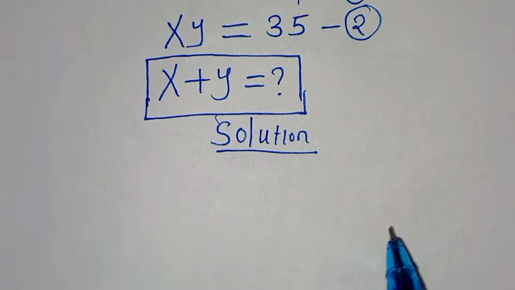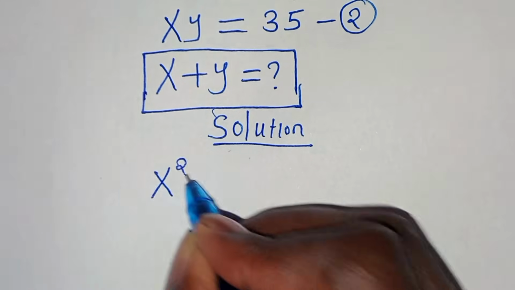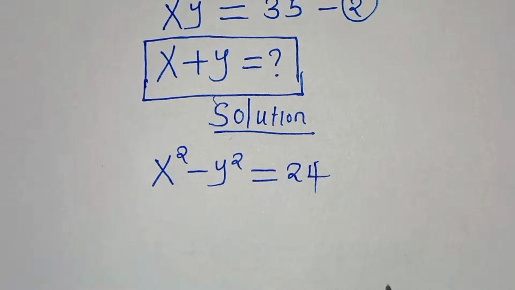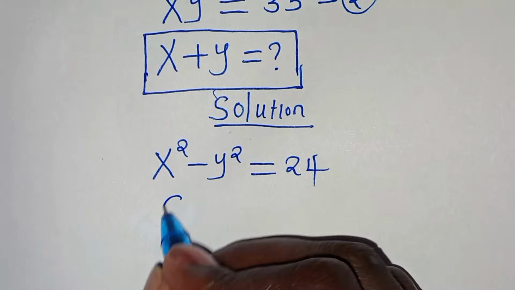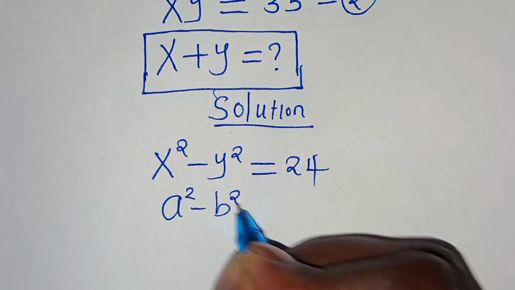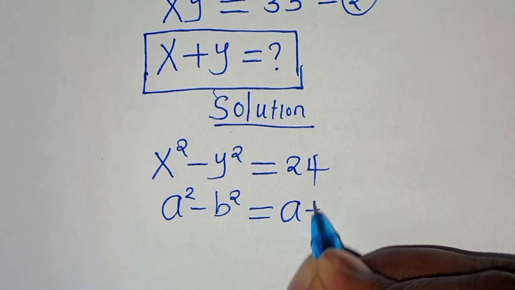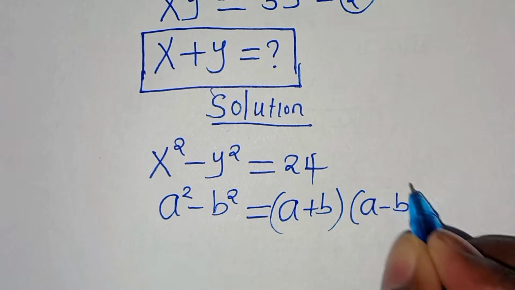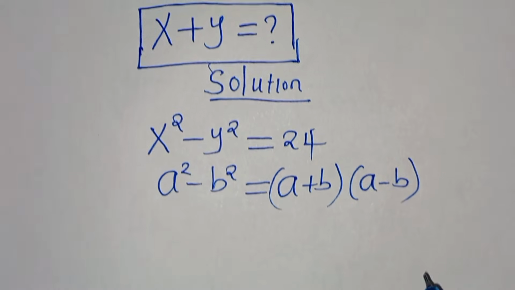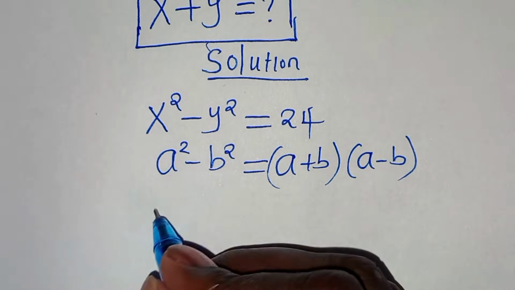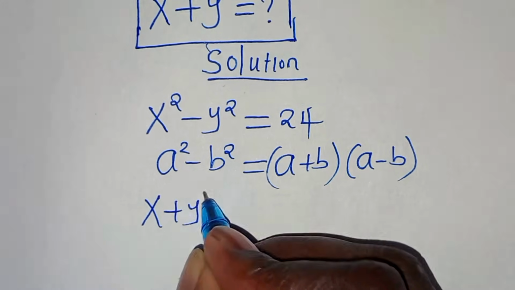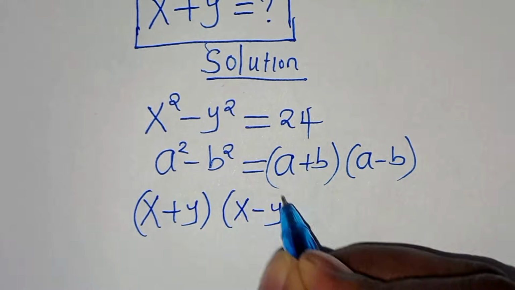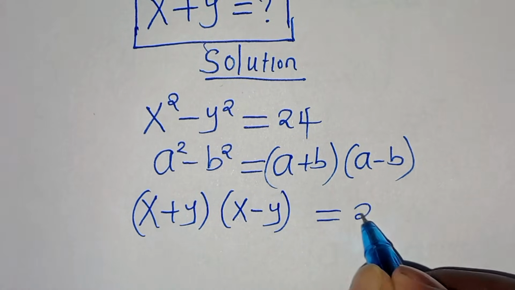So from equation 1, which is x squared minus y squared, this is equal to 24. Now this is in the form of a squared minus b squared, which we can express as a plus b multiplied by a minus b. So this is the difference of two perfect squares. So we can express this as x plus y multiplied by x minus y. This is equal to 24.